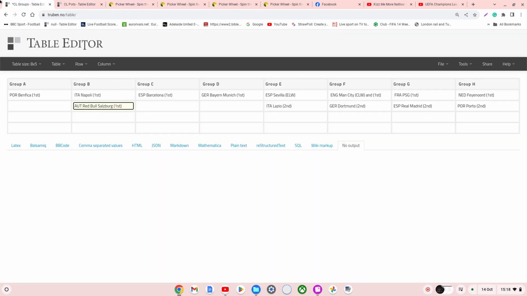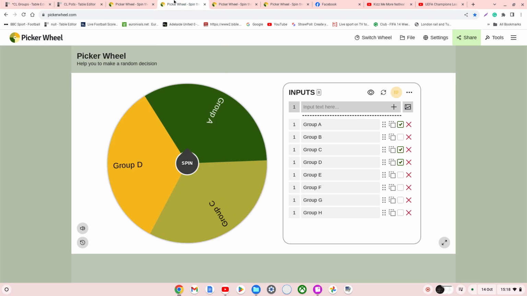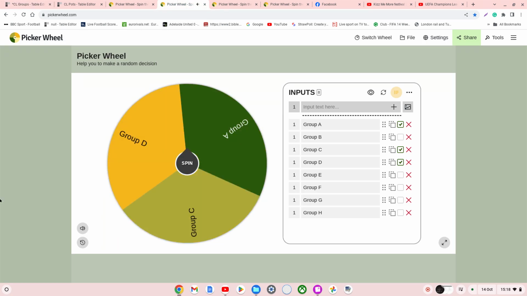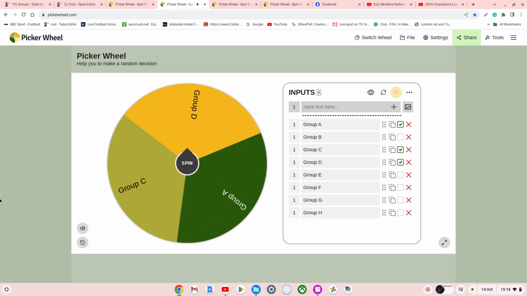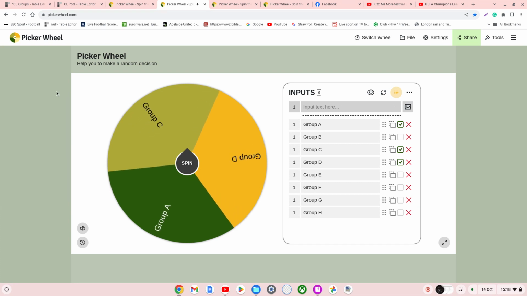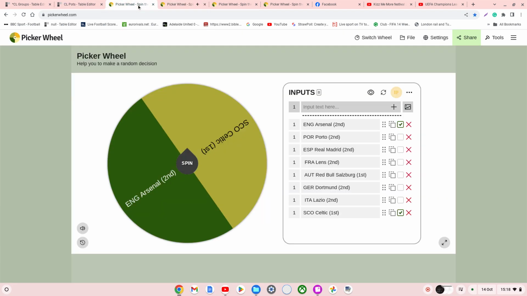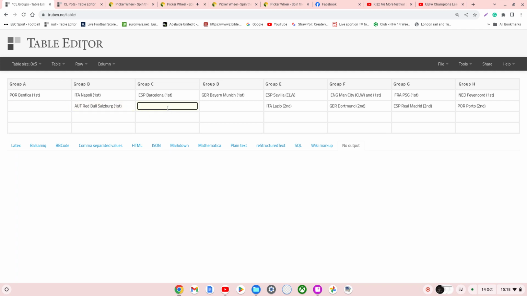Lens, and let's see, where's Paris Saint-Germain? Yep, they are allowed to be in any of the groups, Group A, C, or D. So three available options for Lens. And it's going to be Group C. Lens will be in Group C, and they'll be facing Barcelona from Spain.